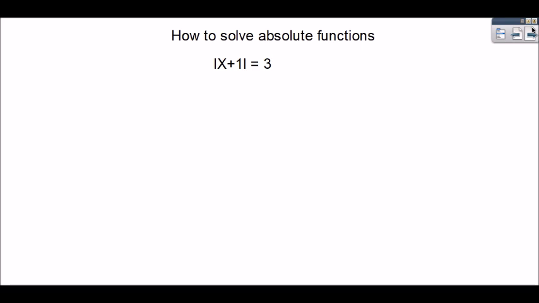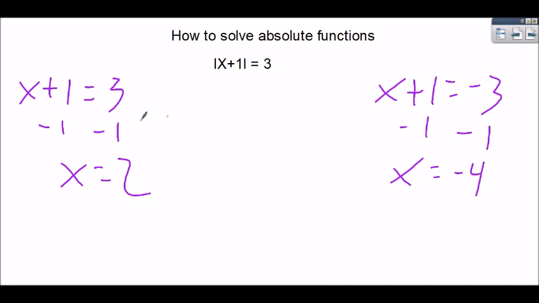Because this 3 could represent 3 units to the right or 3 units to the left, we have to rewrite this absolute value twice, once for the positive and once for the negative. What I do is I rewrite the inside exactly the same, and then the equal to I do as a positive and a negative, and I solve for x. The two numbers I could plug in for x, in the absolute value, and get 3 are 2 and -4.